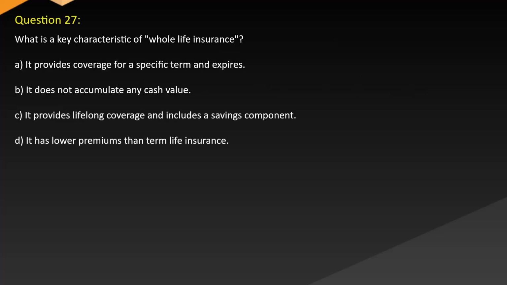Question 27. What is a key characteristic of whole life insurance? A. It provides coverage for a specific term and expires. B. It does not accumulate any cash value. C. It provides lifelong coverage and includes a savings component. D. It has lower premiums than term life insurance.